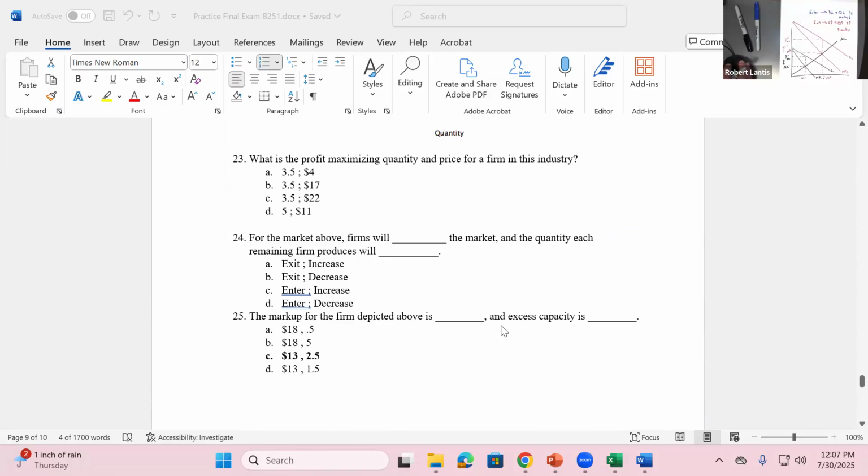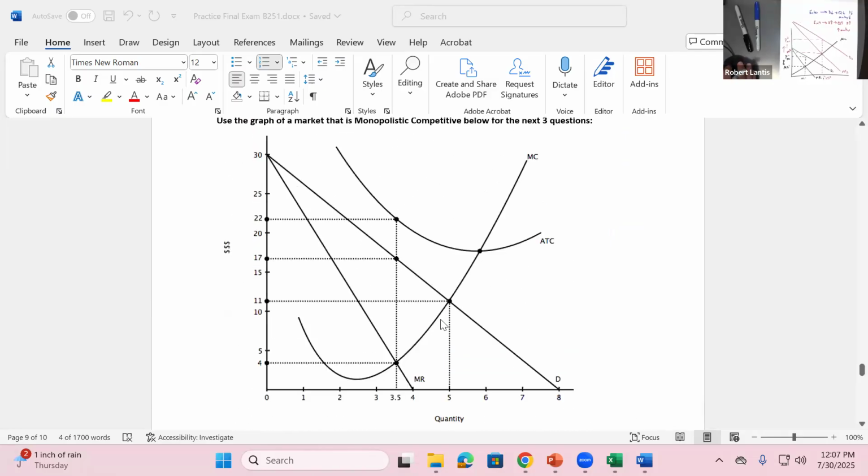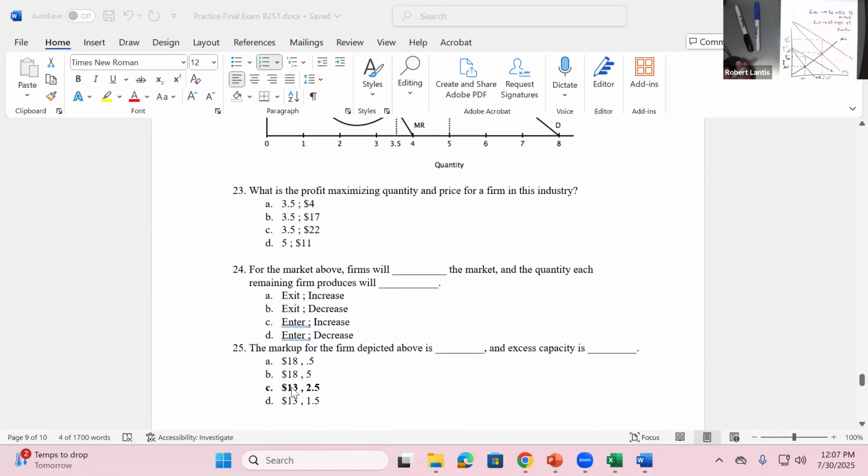So let's think about how we find markup and excess capacity. If I ask you a question like this, hopefully this is an easy one, right? Because when we're looking at a visual depiction, the markup is the difference between our current price and our current marginal cost at that profit maximizing quantity. So there, my price is 17, marginal cost at that quantity is 4. So my markup there, 17 minus 4, should just be 13. So right away, I can rule out A and B.